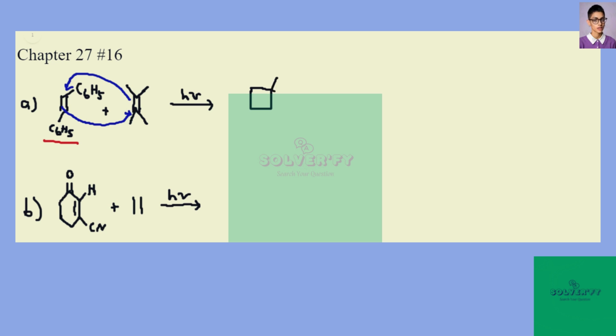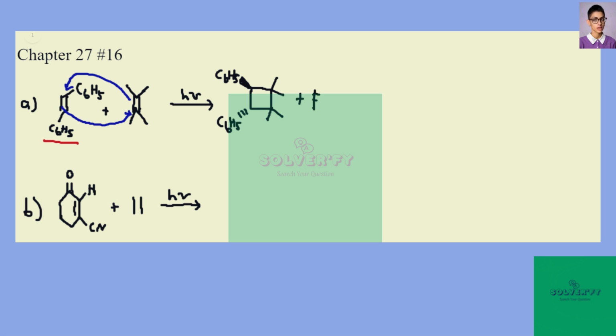We have our two methyl groups from the starting material on the right. And then from the starting material on the left, we have these two benzene rings. Since they were trans to begin with, and we're talking about a suprafacial cycloaddition, they need to be trans to end with. So the two C6H5 groups have a trans relationship here at the end.